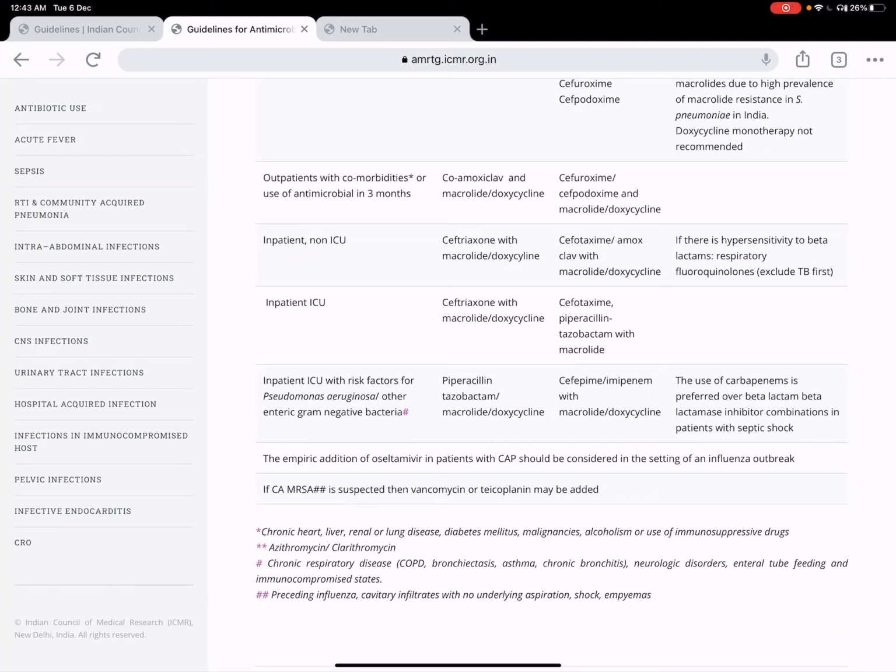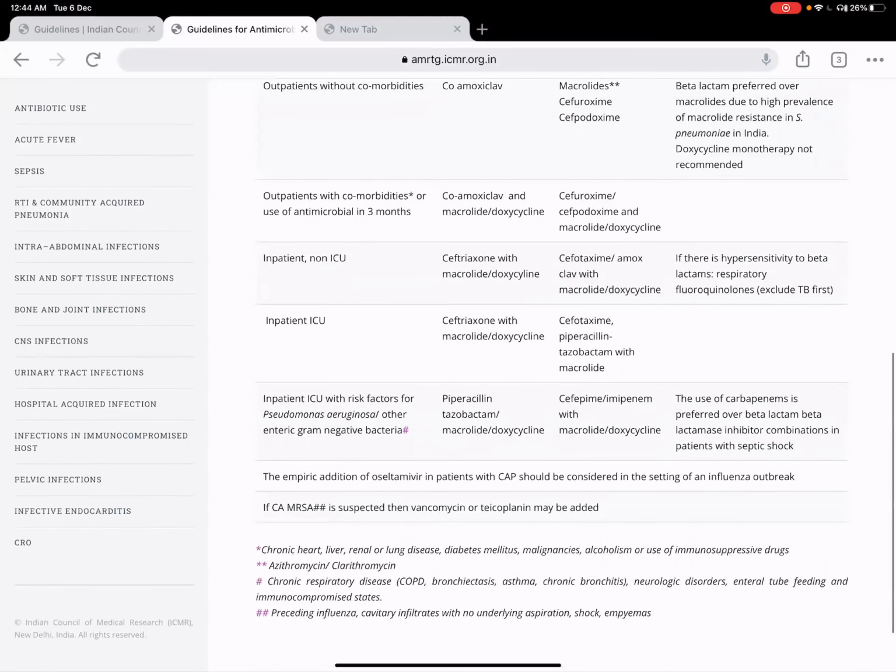Chronic respiratory disease like COPD, bronchiectasis, asthma, chronic bronchitis, neurological disease, enteral tube feeding, and immunocompromised people. Risk factors for community MRSA are preceding influenza, cavity, shock, empyema, plus IV drug abuse, central lines, etc. Okay. I'm just going through this. So clear with this respiratory tract infection, no? So this is just a basic guideline, but practically you can change.